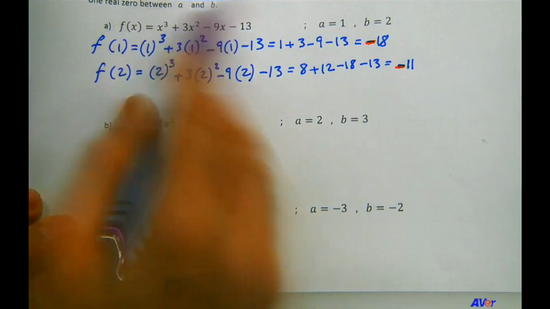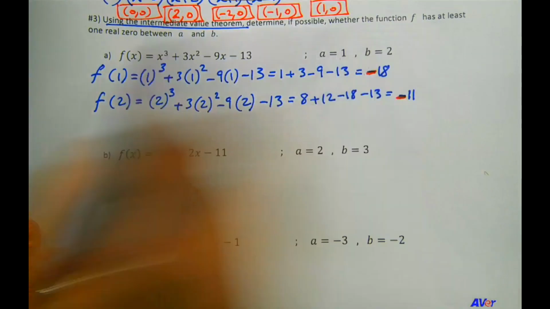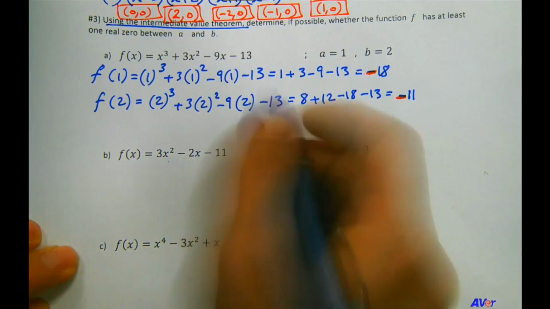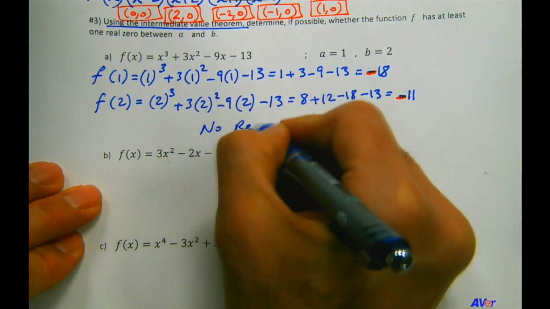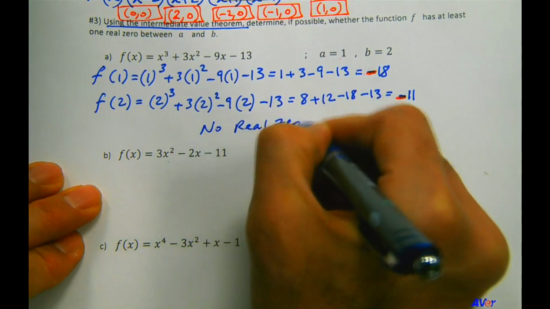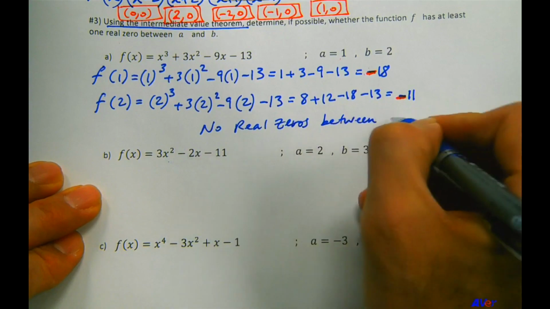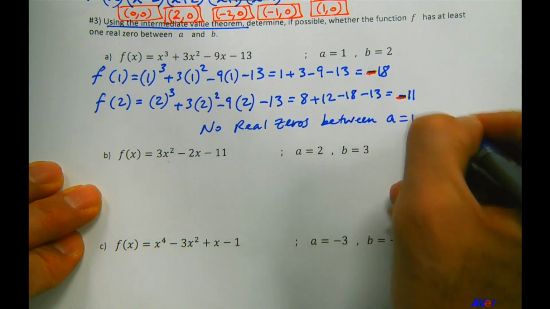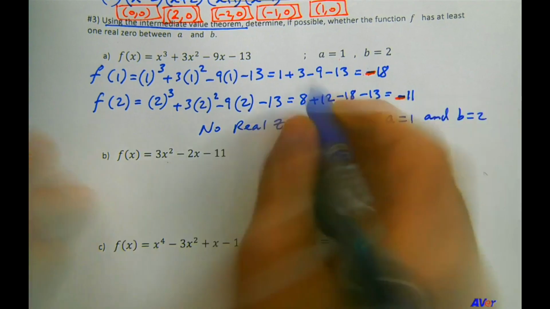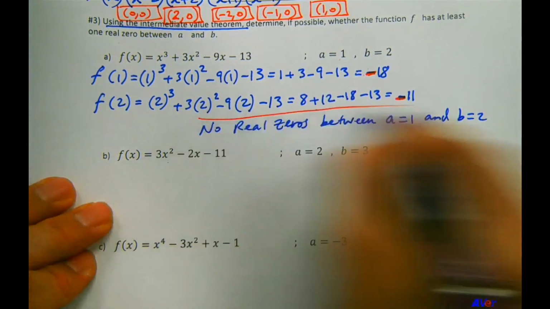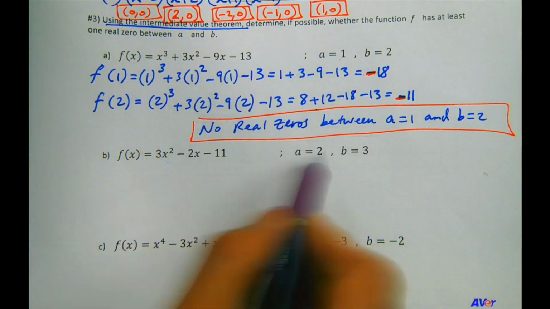So using the intermediate value theorem, determine if possible whether the function f has at least one real zero. So no real zeros between a equals 1 and b equals 2. So this is our final conclusion based on the intermediate value theorem. Let's do the same thing with this one.